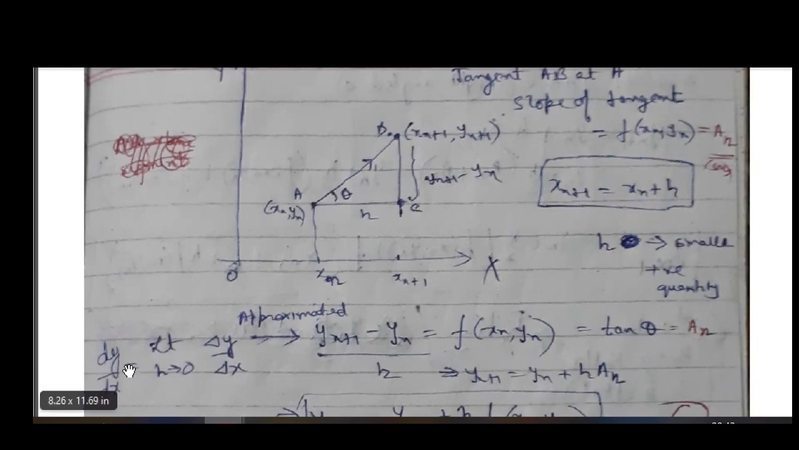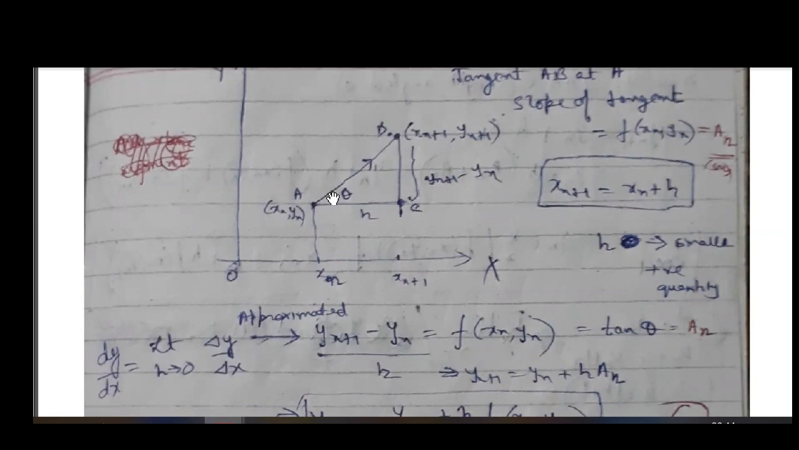Now what is dy/dx? dy/dx in the limiting condition is del y by del x. Now you use the approximation. If I am approximating, then I will let go of this limiting condition, that means I will not use it. If I am not using it, then del y is yn+1 minus yn, and del x is h.